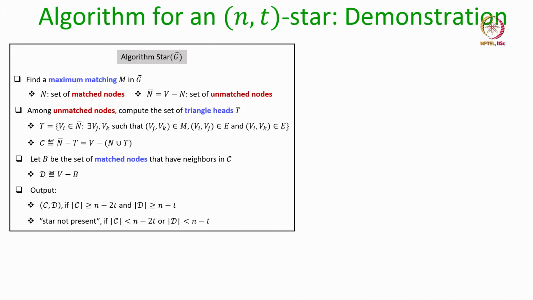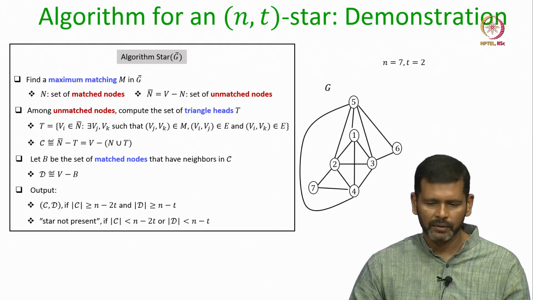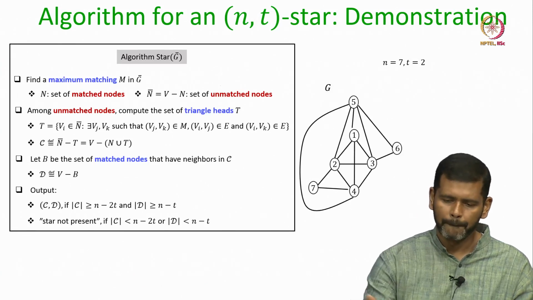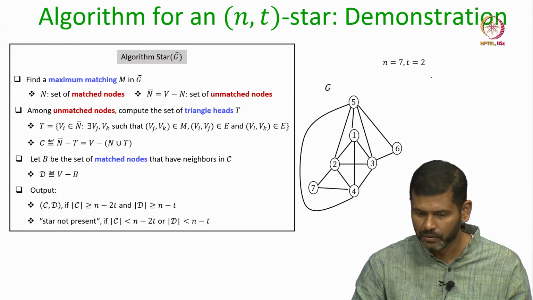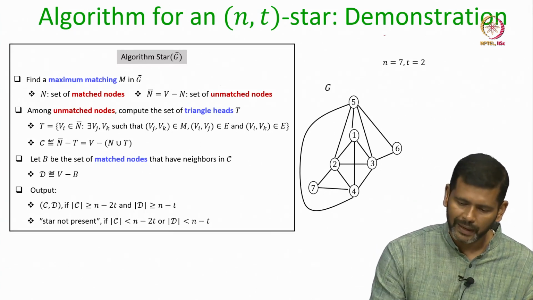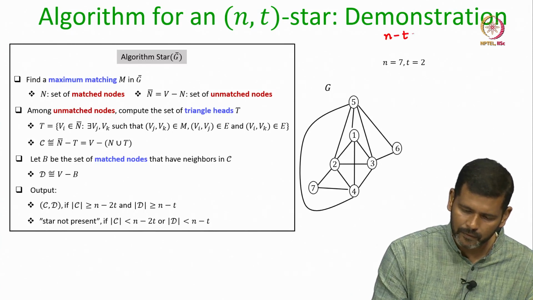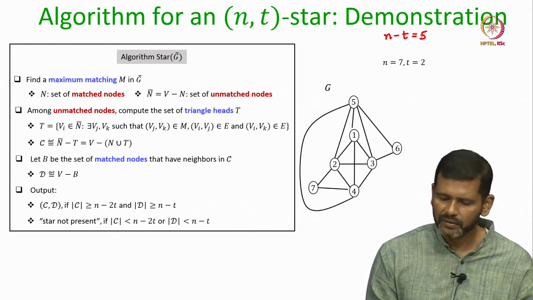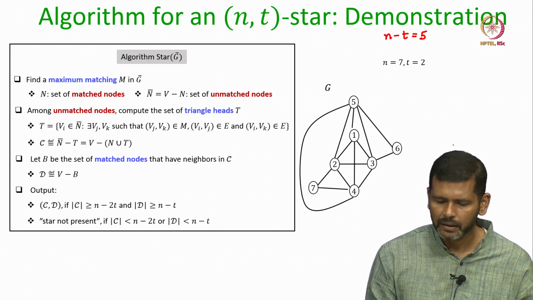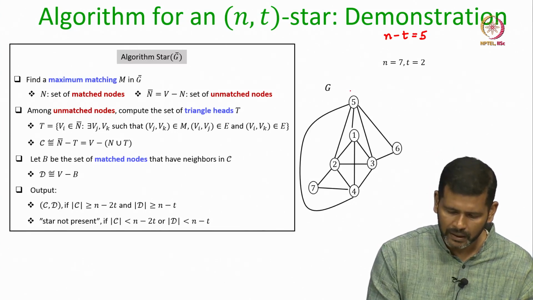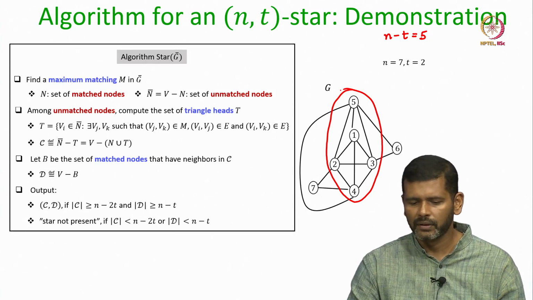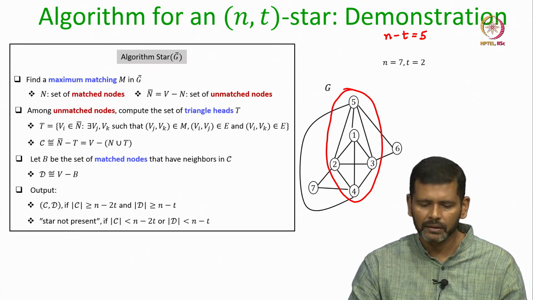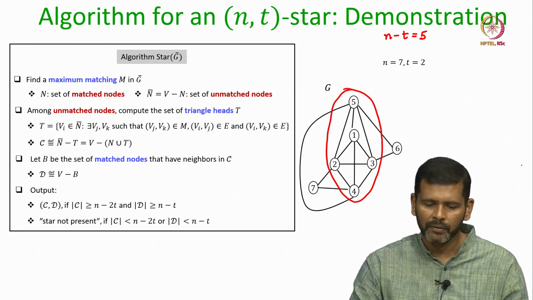Now, let us see a demonstration of this algorithm. This is the graph G which I am taking. We have 7 vertices and t is equal to 2. So, now n minus t is 5. Does this graph have a clique of size 5? And the answer is yes. If I focus on this collection of nodes 1, 2, 3, 4, 5, then it is actually a complete graph of 5 nodes.